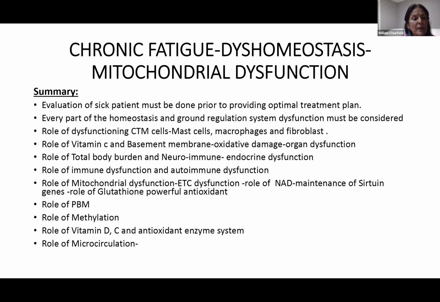Remember the total body burden. Evaluate the total body burden and activation of the neuroimmune endocrine axis. Why a secondary system amplification of the neuroimmune system occurs must be completely checked for. The role of immune dysfunction and autoimmune dysfunction is important in chronic fatigue, and look for the causation. What is causing the immune dysfunction? What is causing the autoimmune activation?